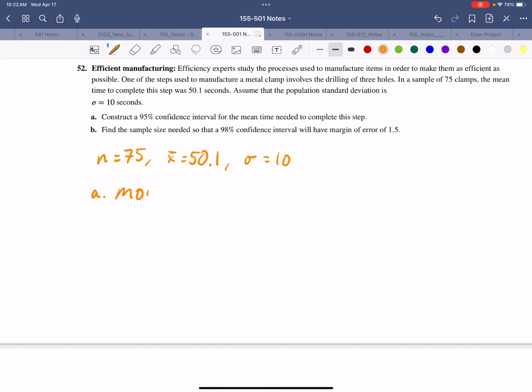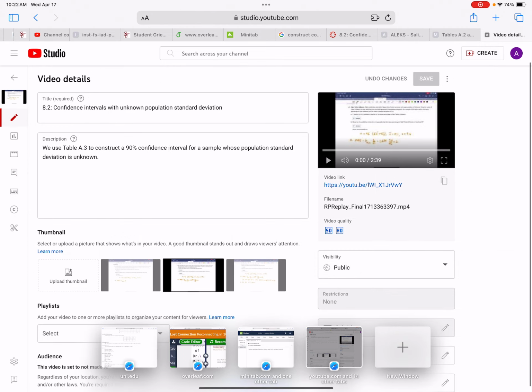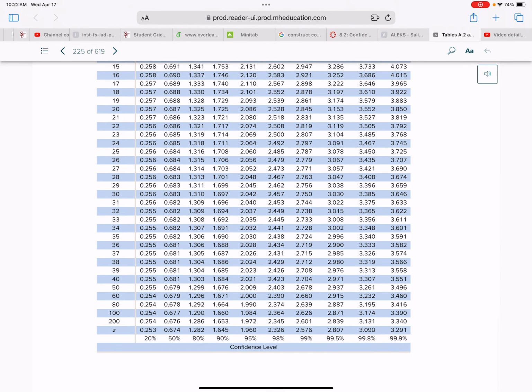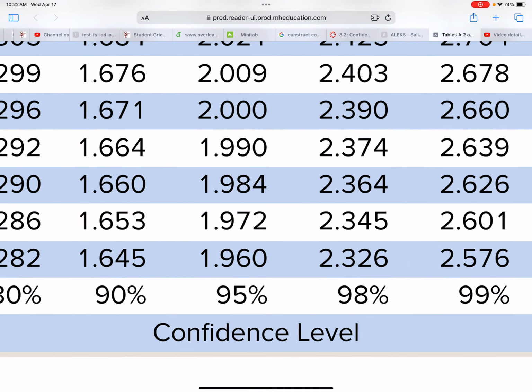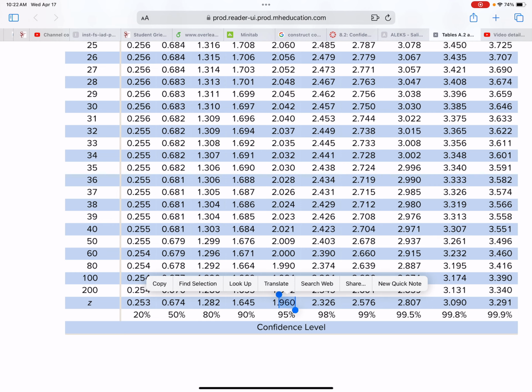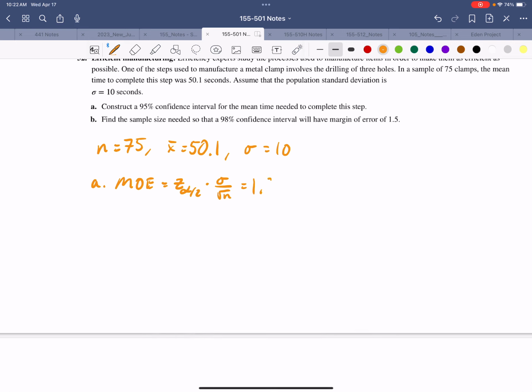So that's just going to be the margin of error subtracted from and added to the sample mean. The margin of error is going to equal our critical value times our standard error. If we're looking for a 95% confidence interval, then we just look at the table in our book, and we see that we're talking about 1.960. Remember, when we know the standard deviation, the critical value for a given confidence level is always the same. And then this is going to be 10 divided by the square root of 75.